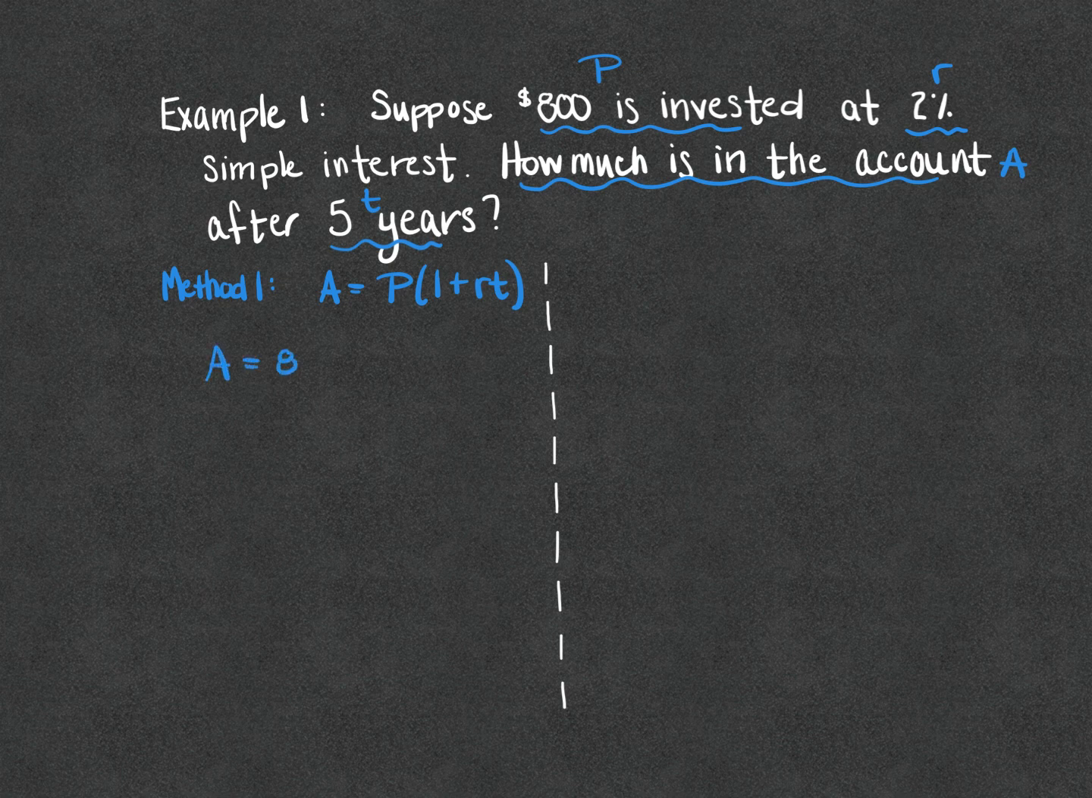We know our principal is 800. Our interest rate written as a decimal, 0.02 times 5 years. Order of operations would say, take care of what's in the parentheses first. So 1 plus 0.02 times 5 is 1.1. And then when we multiply that together, we get a total in the account, or a future value, if you will, of $880.